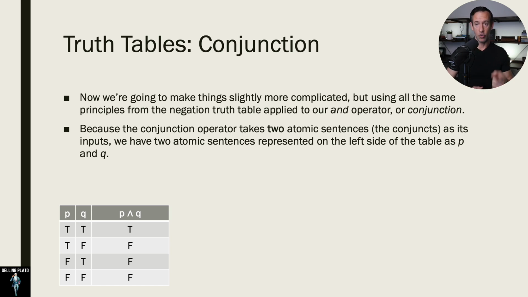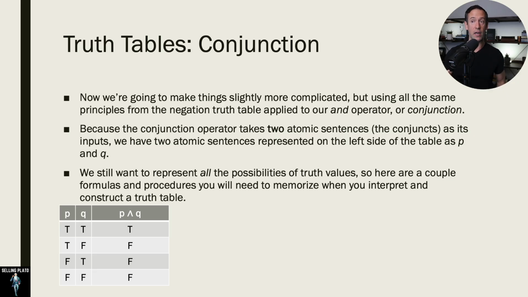Okay, so you see right there in our case, and I'm going to use P and Q the whole time here. So we have P, that column, and we have Q, that column. And I'm going to explain how we can fill that truth table out with all those truth values. So in this case, like in every case, we still want to represent all of the possibilities of truth values that we have for the truth table in question that we're going to be using.